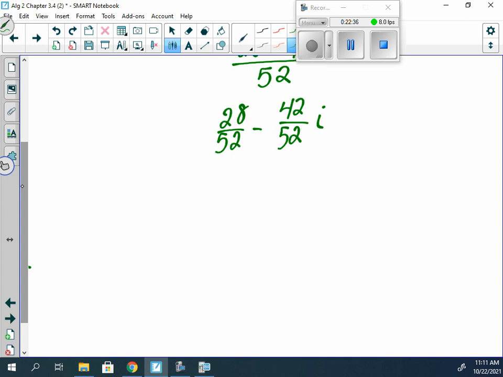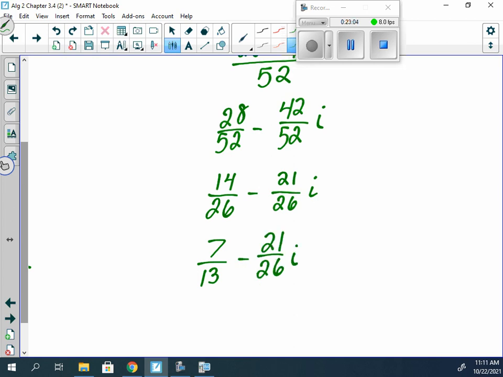Now we do need to simplify this if we can, because 28 over 52, because 2 will go into both, because that would be 14 and 26, the same with this here, 21 and 26. Because that could reduce to 7 over 13 minus 21 over 26.